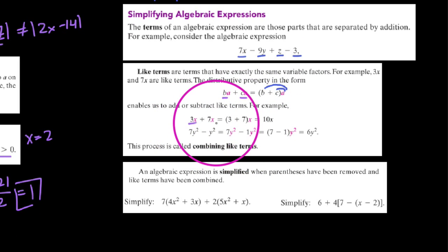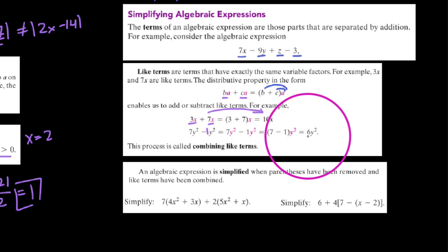So of course 3x + 7x is 10x, but the reason why we're getting this is because if you factor out the x, you get (3 + 7) times x, which is 10x. And likewise, if we said 7y² − y², an important thing to point out here is that the coefficient of this y² is 1, so we get 6 total y².